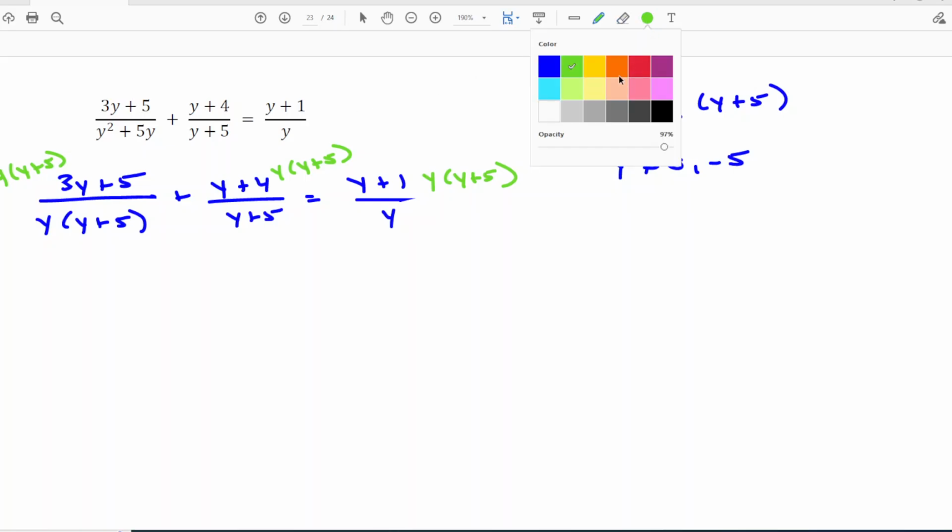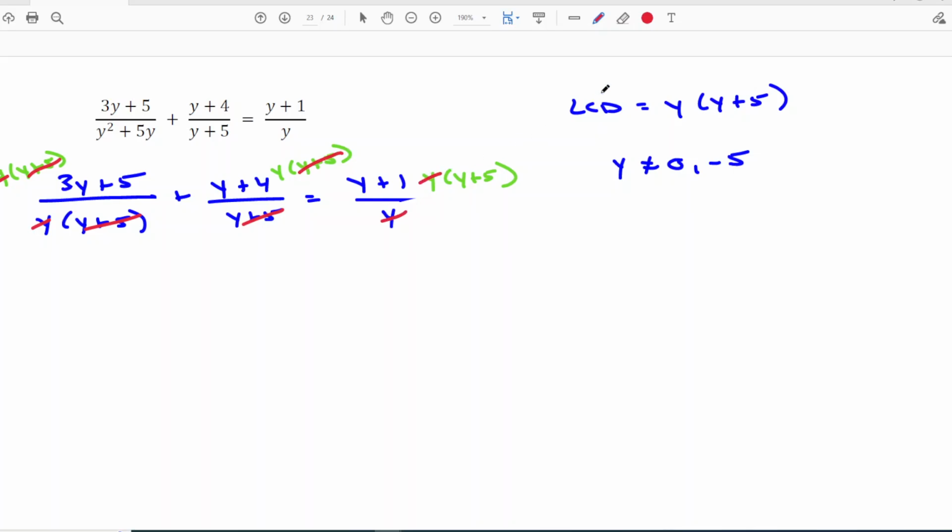And then what will end up happening is that all my denominators will get destroyed. And then I look to see what I'm left with. And what I'm left with is 3y plus 5, and then y times y plus 4. And then this y plus 1 needs to go in brackets because it needs to get multiplied by the y plus 5. Then I'm going to simplify.